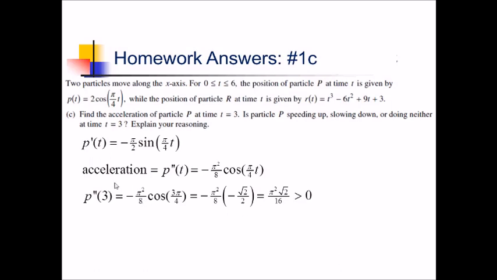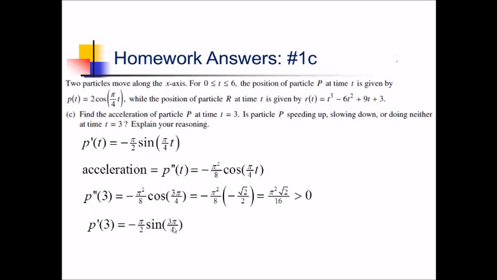All right, so let's find p prime of 3 now. Let's go back and do that. They didn't say we had to do it, but we do have to do it if we want to answer this question. So that's going to be negative pi over 2 sine of 3 pi over 4. And again, this is 135 degrees.